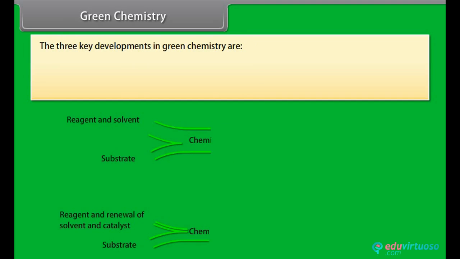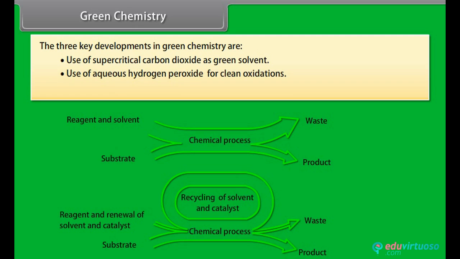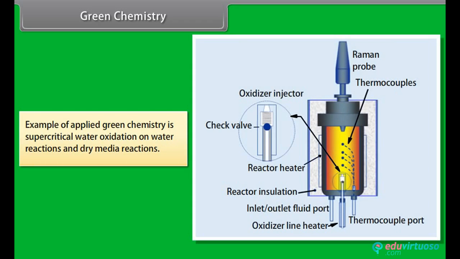The three key developments in green chemistry are: use of supercritical carbon dioxide as green solvent, use of aqueous hydrogen peroxide for clean oxidations, and use of hydrogen in asymmetric synthesis. Examples of applied green chemistry are supercritical water oxidation, on-water reactions and dry media reactions.